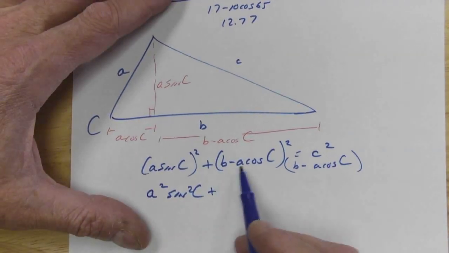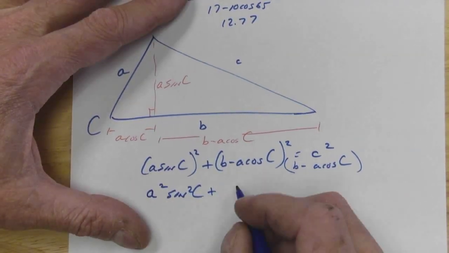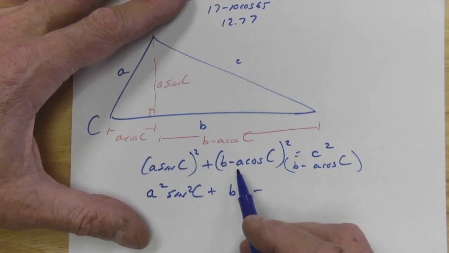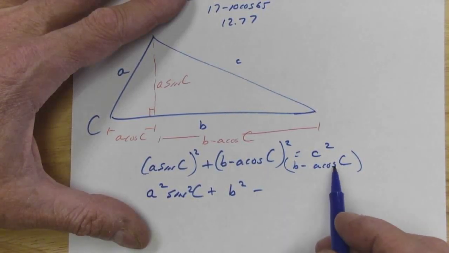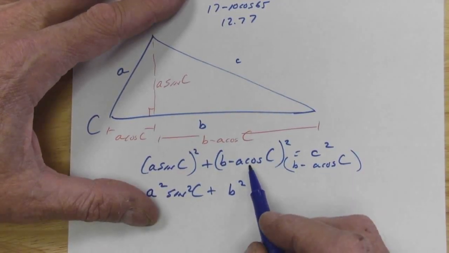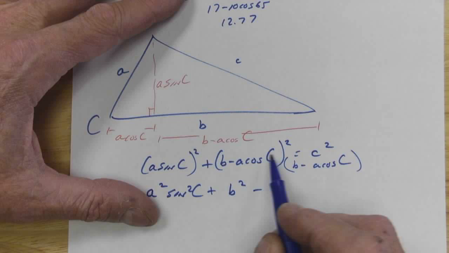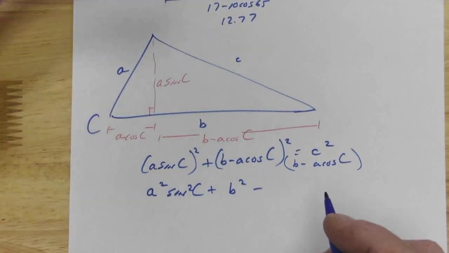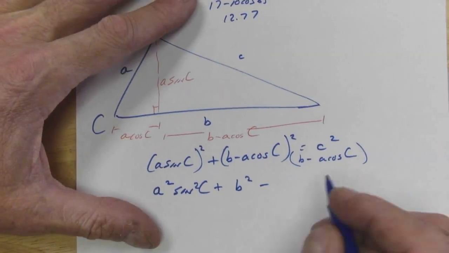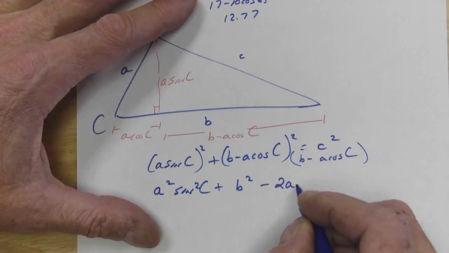So now what do I get if I start multiplying this out? B squared, good. Minus BA cosine C, good. What would my next term be? Minus BA cosine C. So what do I get? I have BA cosine C, and a BA cosine C gives me 2. So it's minus 2. I'm just going to put it in alphabetical order.